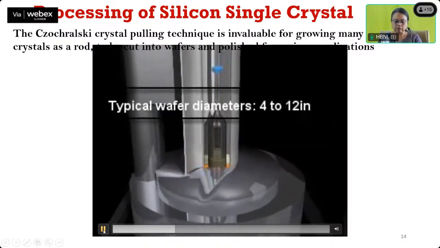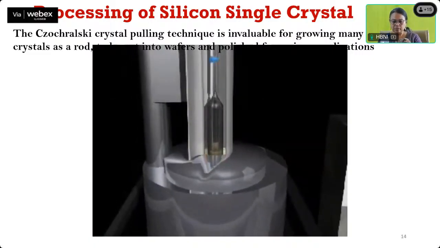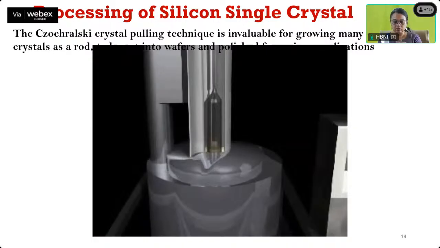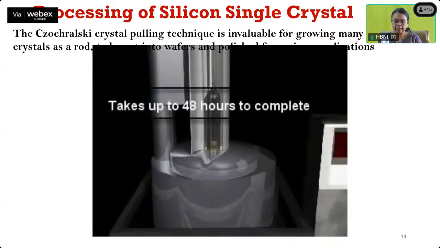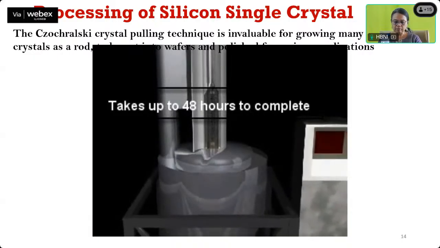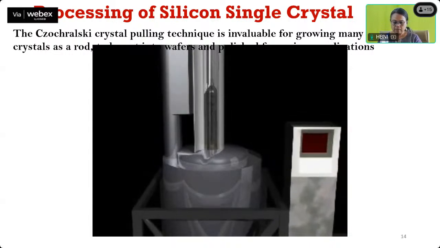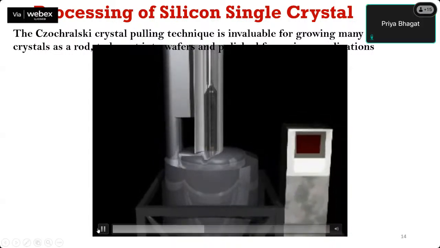The diameter of this silicon crystal is that large, and the length is in meters. So you will see here, it is being taken out. The crystal is growing. It takes around 48 hours to complete the growth. Are you able to see it properly? Yes, ma'am. Okay, good.